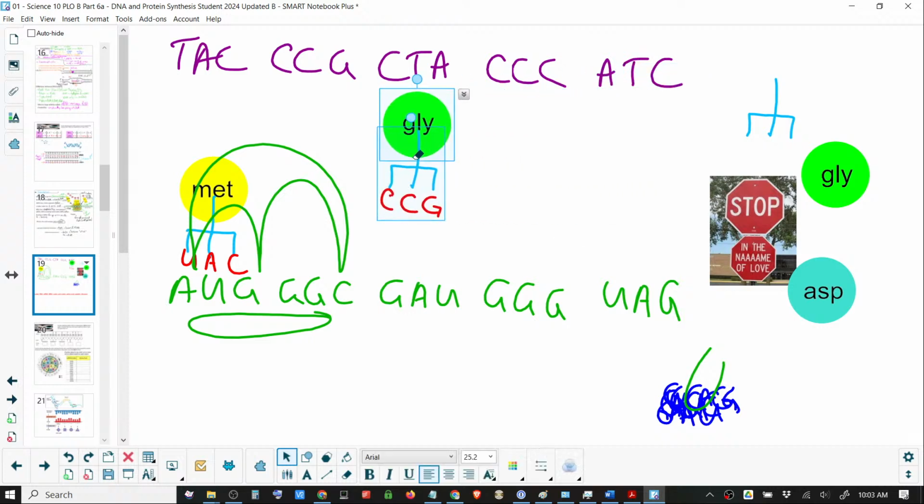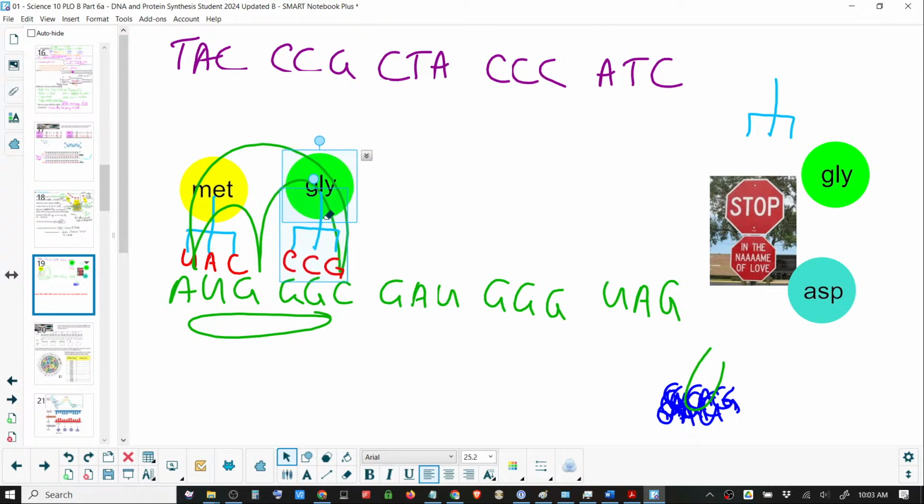Okay, this one comes down. Good. Now you have two amino acids next to each other. Two amino acids are now next to each other. They've been brought close together by their friends. You can think of it like a blind date. They look at each other, sparks fly, and they bond.